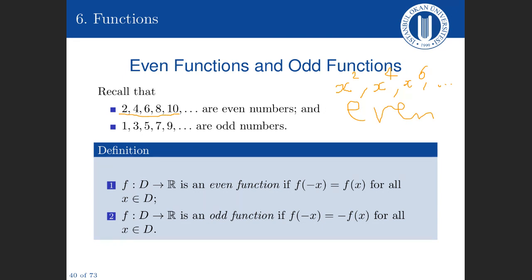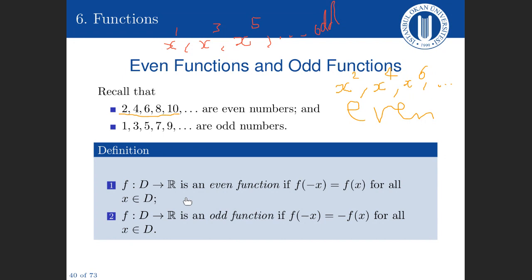If we do x to the power of an odd number, for example, x to the power 1, or x to the power 3, or x to the power 5, etc. These functions are all odd functions. X to the power of an even number is an even function. X to the power of an odd number is an odd function. That's an easy way to remember it.